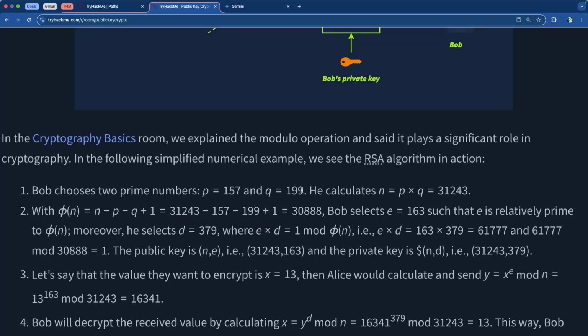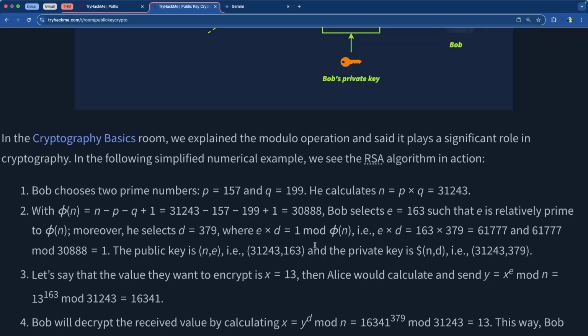So we have P and Q available for us, and this is what calculates 31,243. With this particular example, we get 31,243 minus 157, which ends up being this, and then minus 199, which ends up being this, plus 1 equals 30,888. Then Bob selects E, being 163, such that E is relatively prime to mod 30,888 equals 1, and the public key ends up being 31,243, 163, and the private key ends up being 31,243, 379.